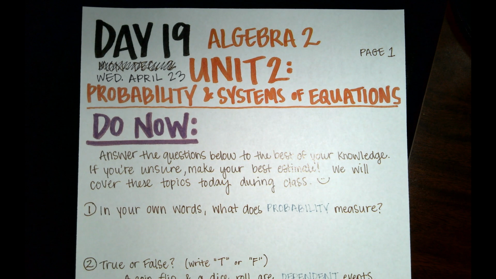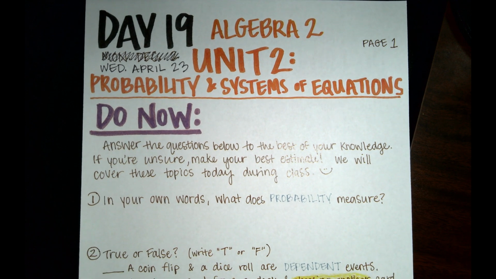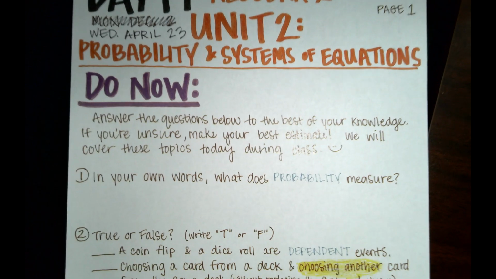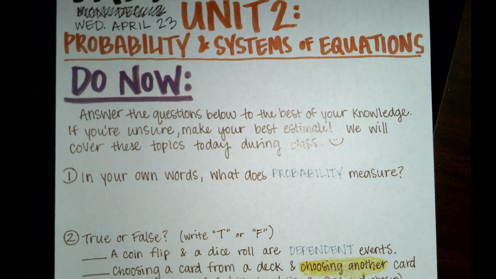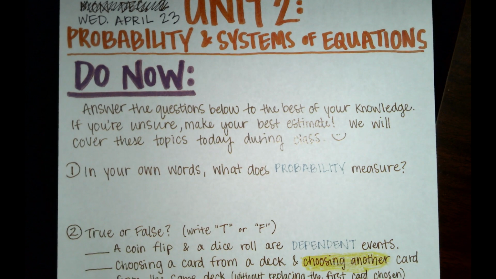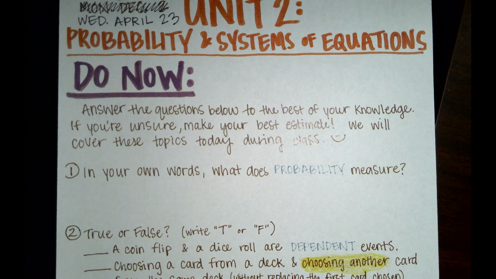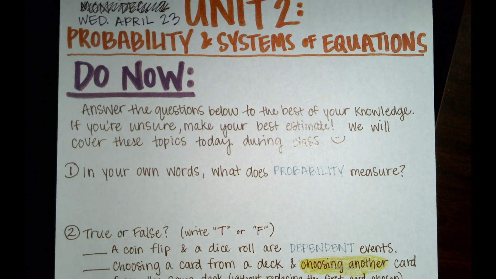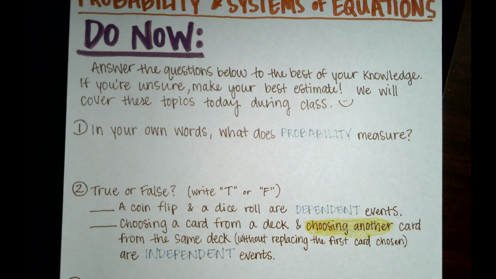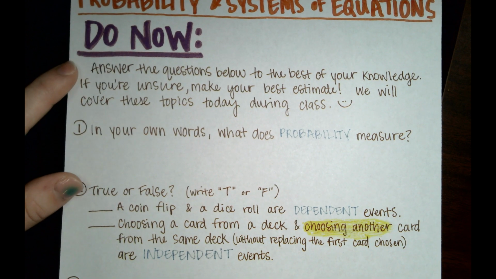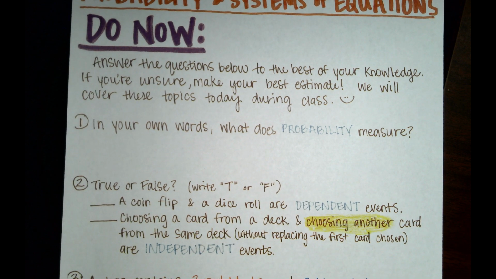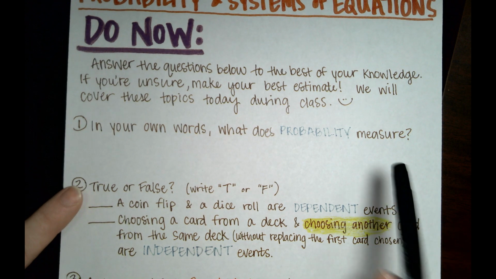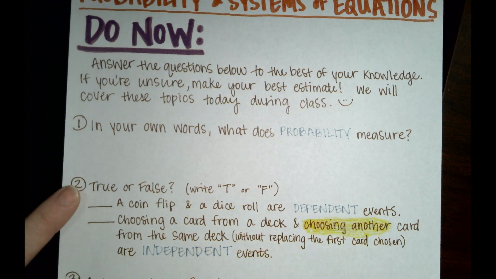And we're going to be talking all about probability, and then we'll talk about systems of equations. But today we're going to mainly focus on probability. And hopefully my thought here is that this will feel like a little bit of a break, because the math in finding probability is a lot more simple. So on this handout I gave you all, I wanted you to try answering these questions below to the best of your knowledge. And if you were unsure, I just wanted you to make your best estimate or your best guess. And we are going to cover these right now.